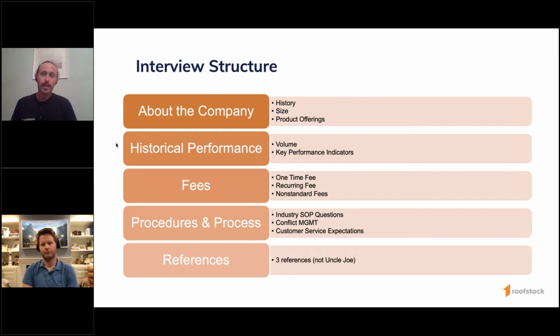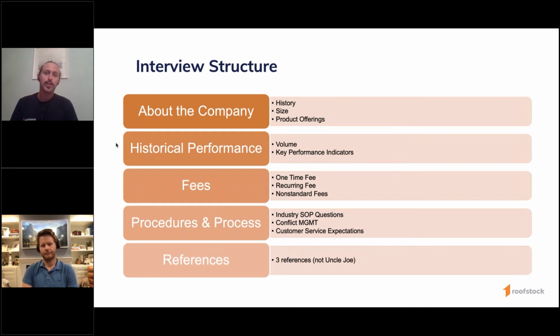Next, I think it's really important to talk about fees. Is it a one-time fee, recurring fees, non-standard fees? Getting this out in the open up front is really important, because if you spend an hour talking to folks only to find out they're going to charge you 50 grand for whatever, it might not be a good fit.